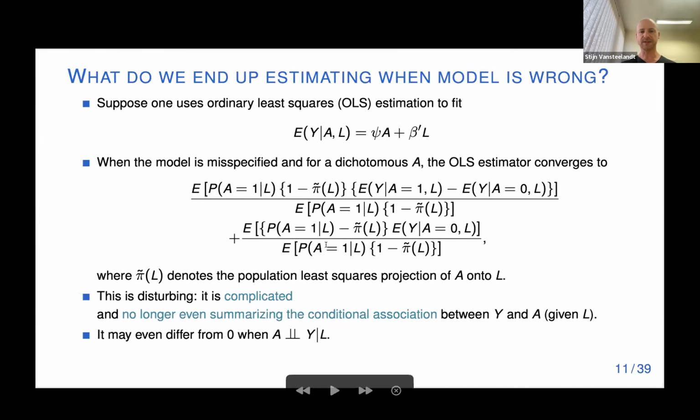Now, the second component here is rather disturbing because it has nothing to do with the treatment effect. And in fact, the whole estimand is rather complicated. The point I want to make is that even in the simple OLS setting, the estimand that we end up working with, which is the expression here, ends up being complicated. There's no guarantee that it captures the conditional association between Y and A given L, and it may in fact differ from zero when exposure and outcome are independent given L.